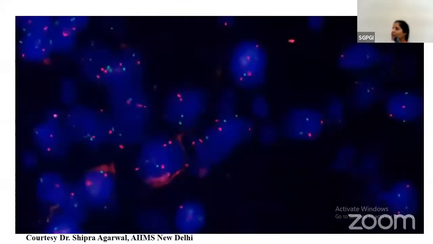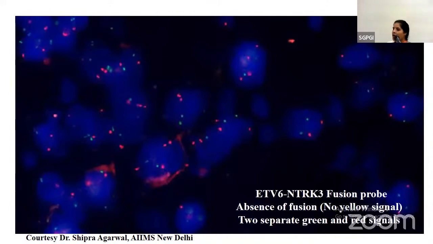So FISH analysis was also done to confirm it. And I collaborated with Dr. Shipra, and this investigation was performed in AIIMS for this patient, and this is the FISH picture. Now, again, this is the second surprise that we received on FISH. An ETV6-NTRK3 fusion probe was used.